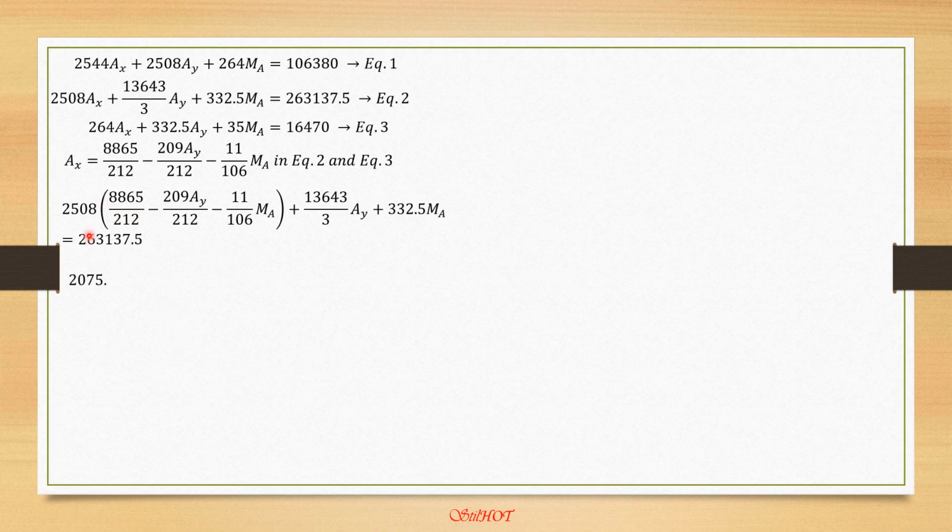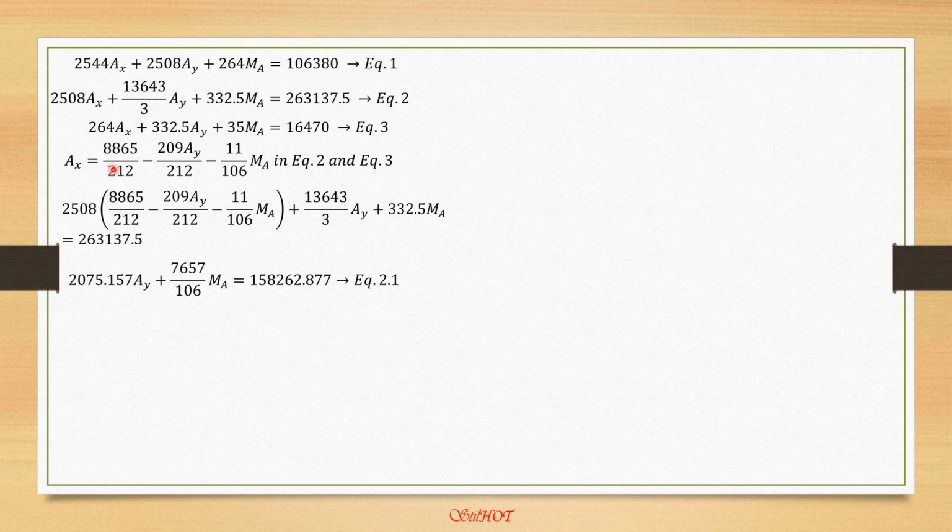So again, 2508 times negative 209 AY over 212 plus 13640 over 3 AY, that would be 2075.157 AY. Then 2508 times negative 11 over 106 MA plus 332.5 MA is 7657 over 106 MA. Then 263,137.5 minus 2508 times 8865 over 212, that would be 158,262.877. Let's call that equation 2.1.